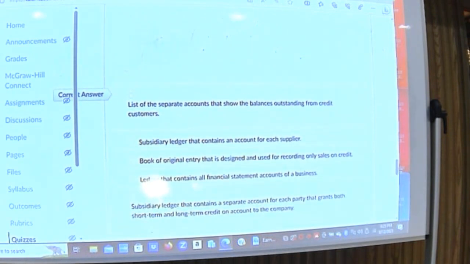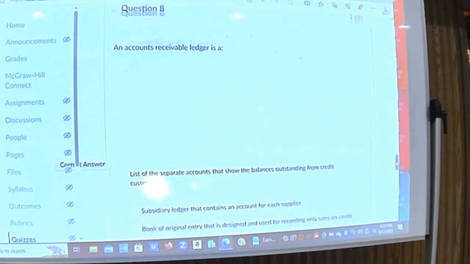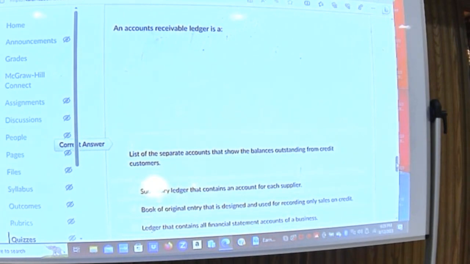Number 8, a list of separate accounts that show the balances outstanding from credit customers is the answer there. Number 8, an accounts receivable ledger is a, here, let me get it up where you can see the question. There it is. An accounts receivable ledger is a first response, list of the separate accounts that show the balances outstanding from your credit customers.